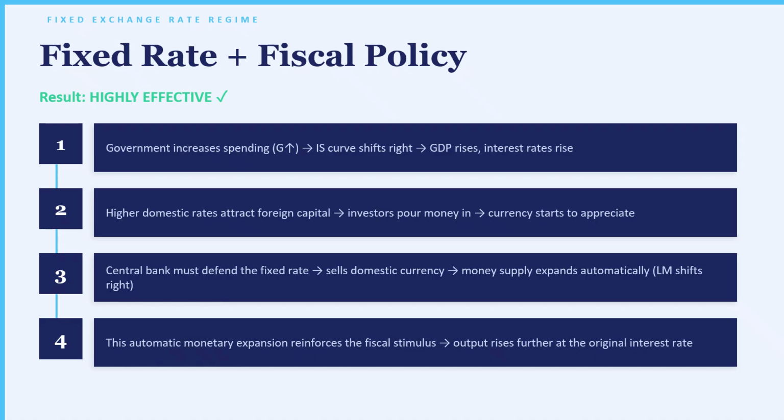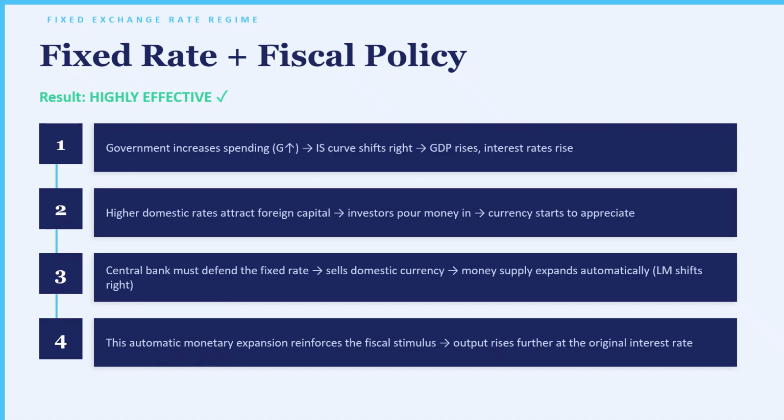Step two, the higher interest rates would attract foreign investors and capital would flood in from abroad. And all that incoming capital creates demand for the domestic currency, which would push it above the fixed rate. The central bank can't let that happen. It's defending the peg, so it'll sell domestic currency to absorb the inflow. That automatically expands the money supply, and LM will shift to the right.